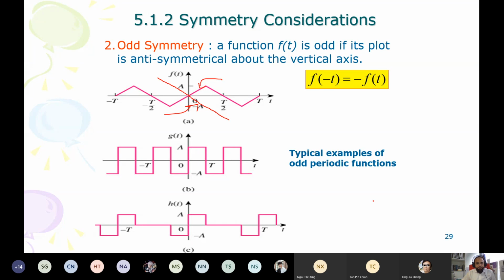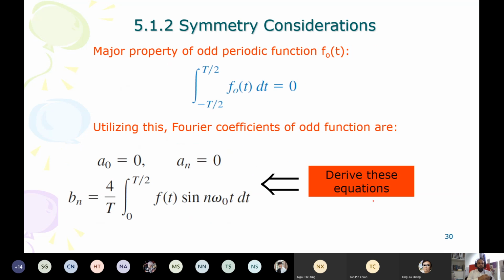All right. Something like that. Just to make you understand, but not exactly. This is how it looks. The good thing about this is that both a naught and an are 0. Even better, both a naught and an are 0.